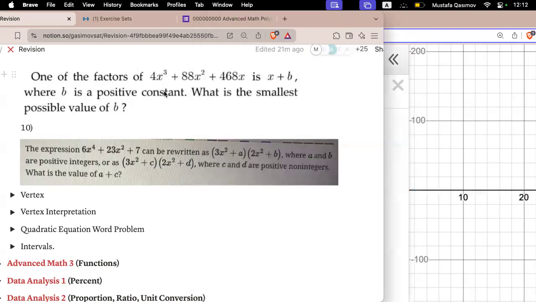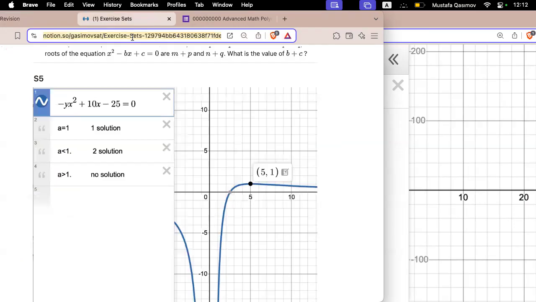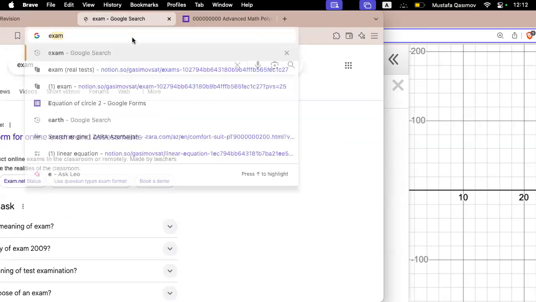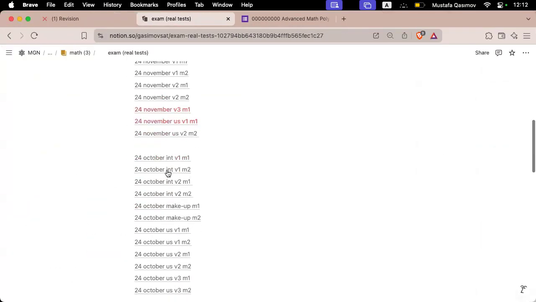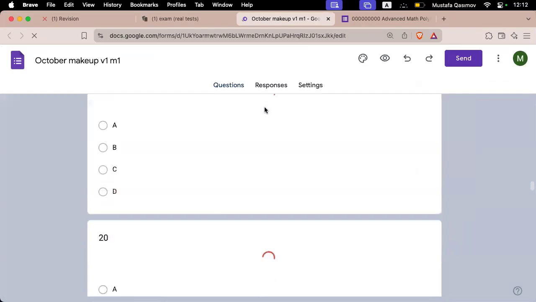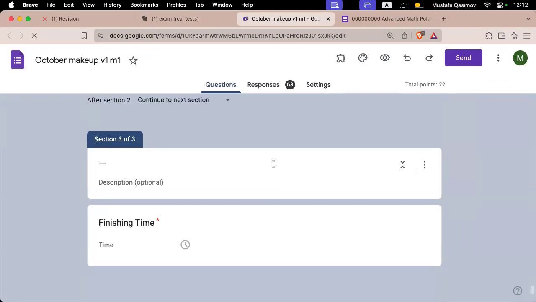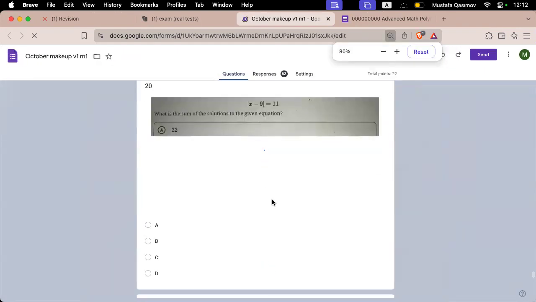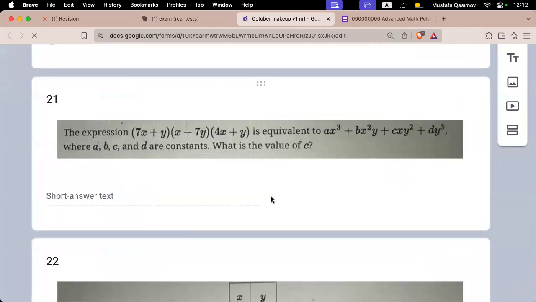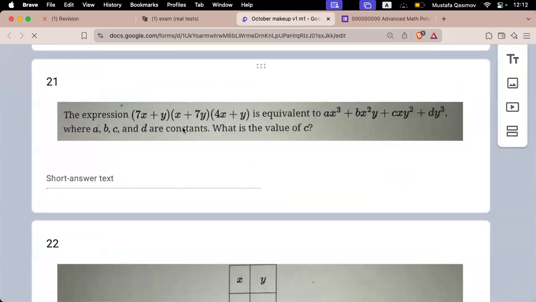If you want, you can look at this question again at home. Yeah. Then we can look at it again at the next lesson. We also have another question like this, which is harder. Just wait. It was from, I think, October. Okay, October makeup exam, model 1. It's from model 1.